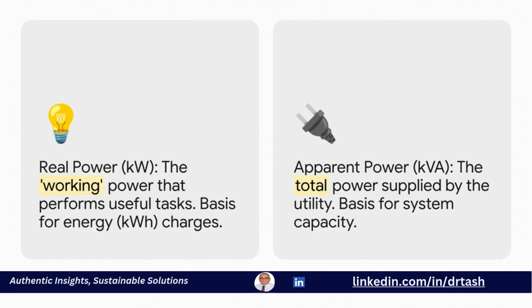You've got real power, measured in kilowatts. That's the good stuff, the working power that actually turns a motor shaft. It's what you get billed for in kilowatt hours. But then you have apparent power, in kVA. That's the total power the utility has to send down the line to make that work happen. And the gap between those two, that's where our biggest wins are hiding.